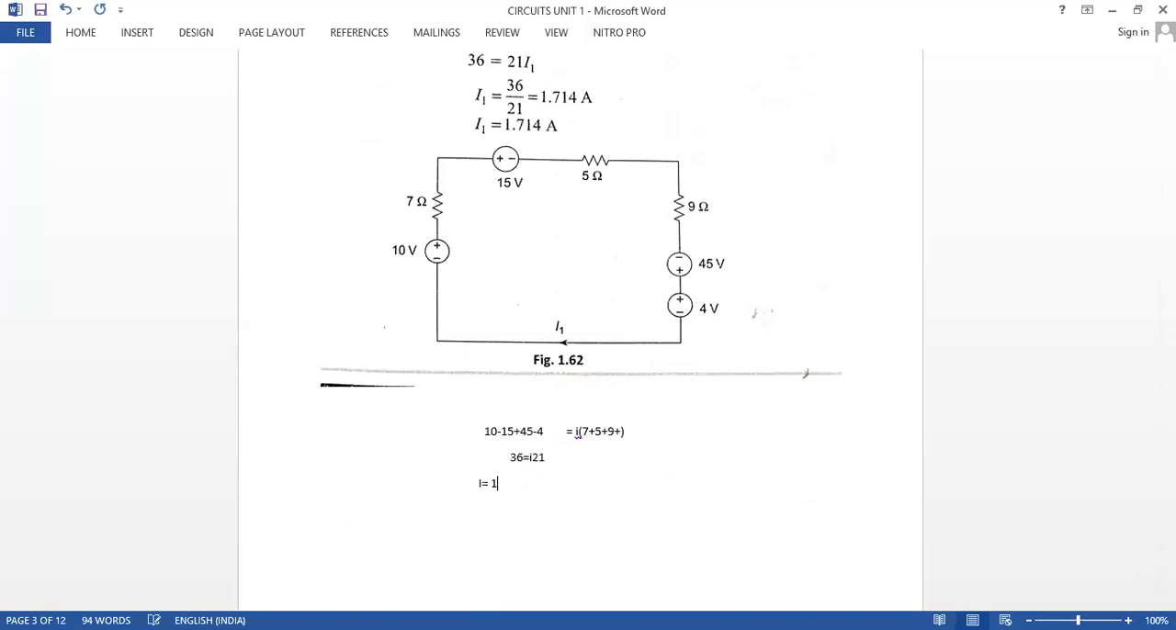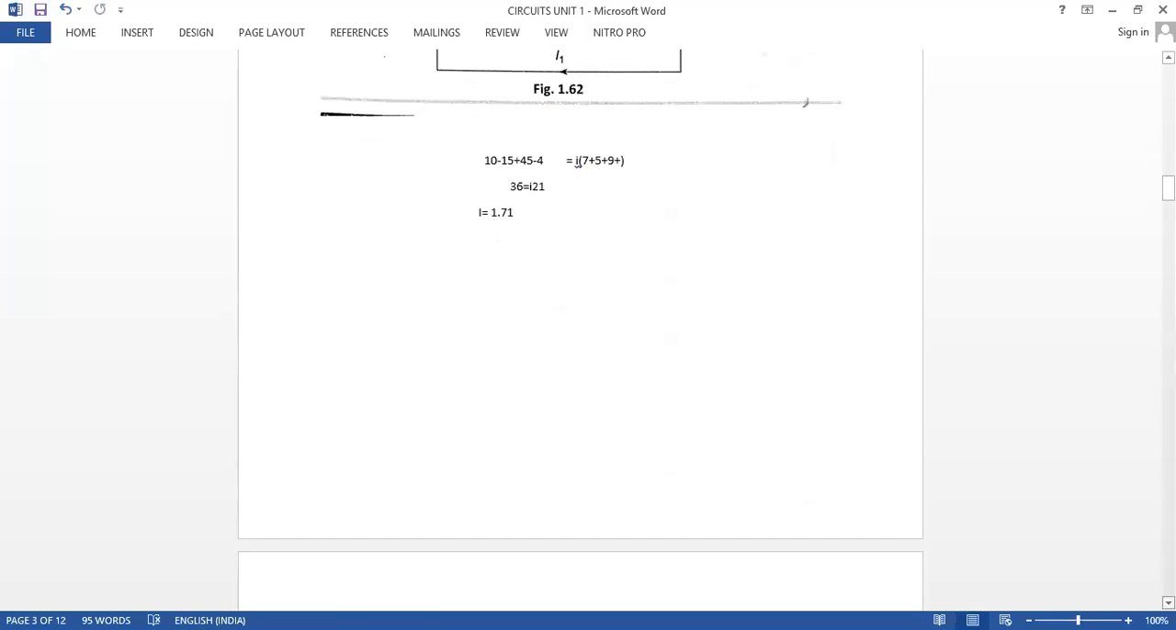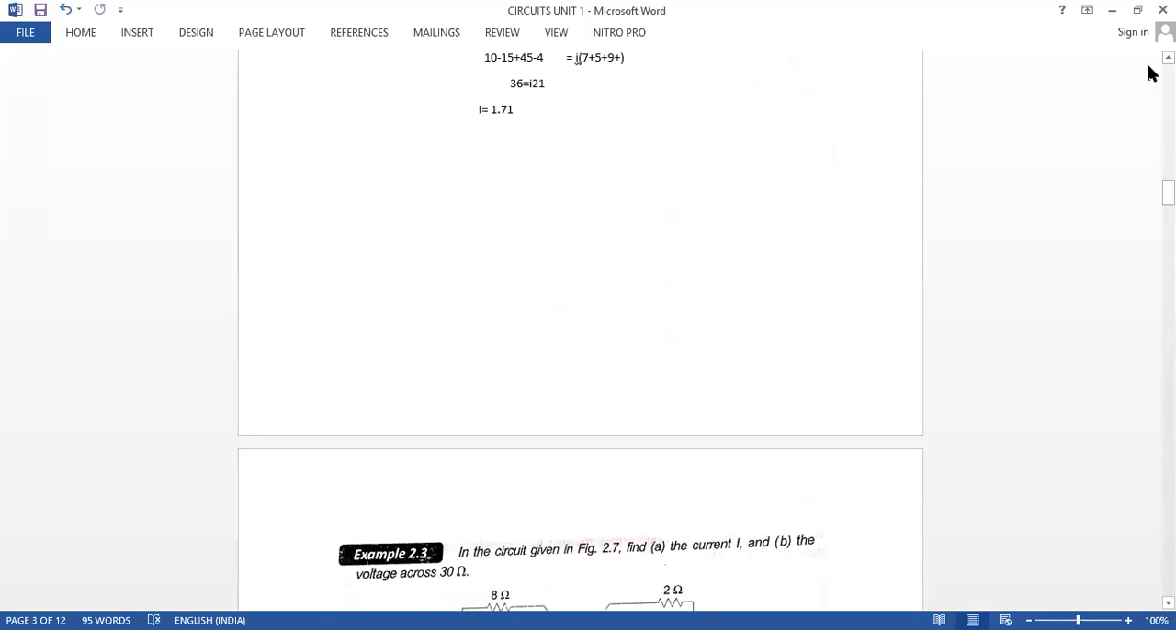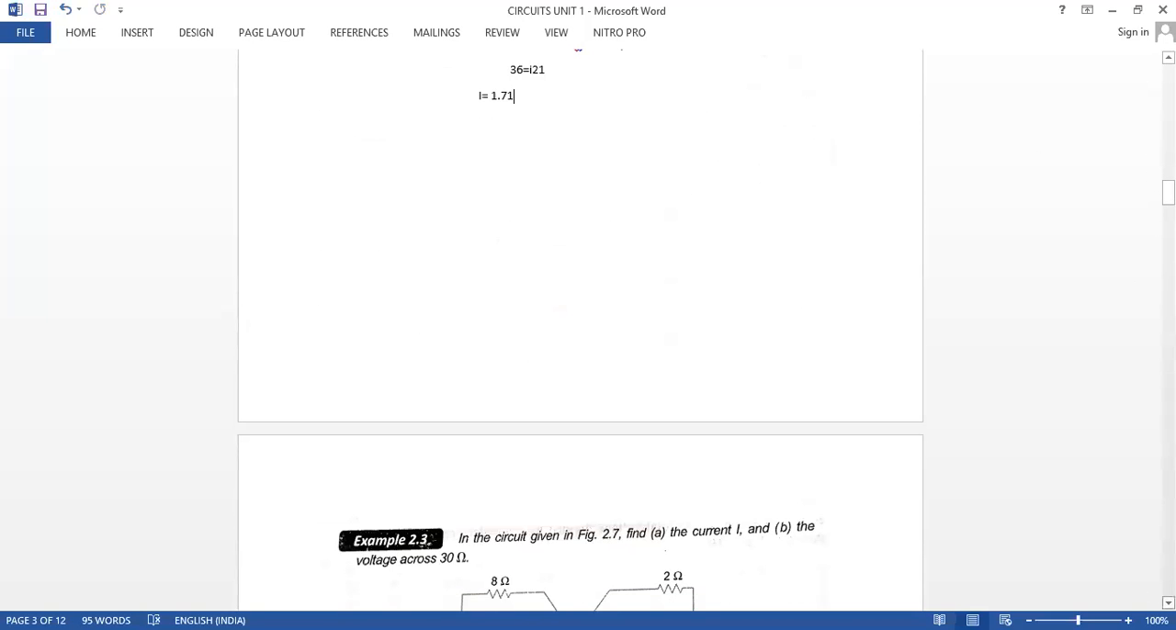So the answer is 1.71 amperes. This is the first basic circuit. Definitely you will get this type of circuit in the examination, where you are supposed to write the equation and calculate the current. Let us move to the second circuit. Simultaneously you can take a screenshot, or else I'll post the material.